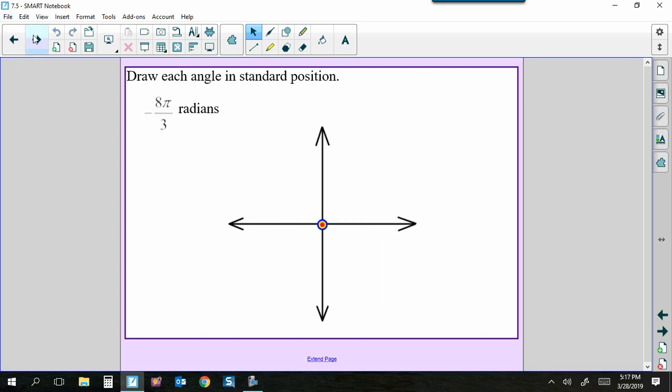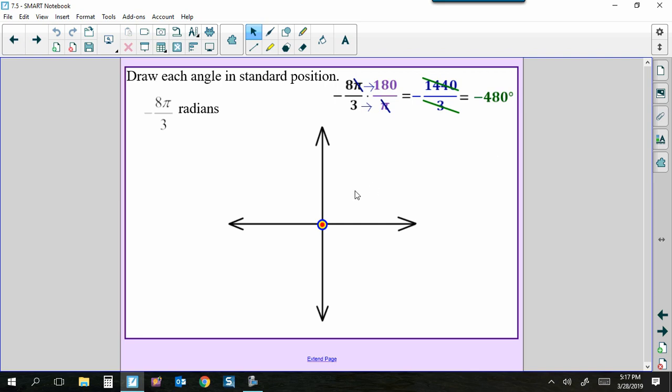All right, last one. You have negative 8 pi over 3 radians that we are going to graph. So first thing I'm going to do is convert. So we have negative 8 pi over 3 multiplied by 180 over pi. The pi signs cancel. Negative 8 times 180 is 1,440, and then 3 times 1 is 3. And don't forget to bring over your negative. Negative times a positive is negative. Next thing you're going to do is reduce this, which becomes negative 480 degrees.